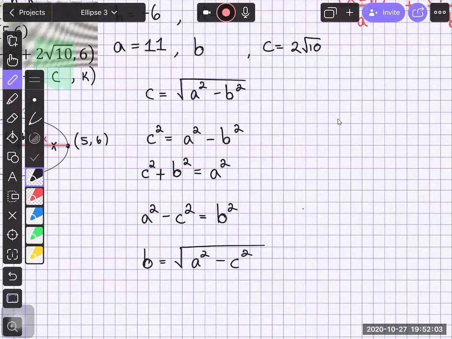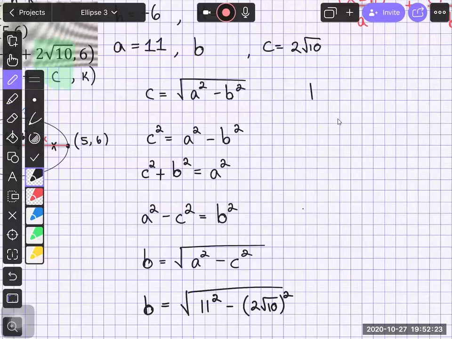So now we can substitute. So we have that B will be equal to the square root of A squared minus 2 square root of 10 squared. So let's put that in the calculator. And that will be square root of 121 minus 2 times the square root of 10 squared. So b equals 9.